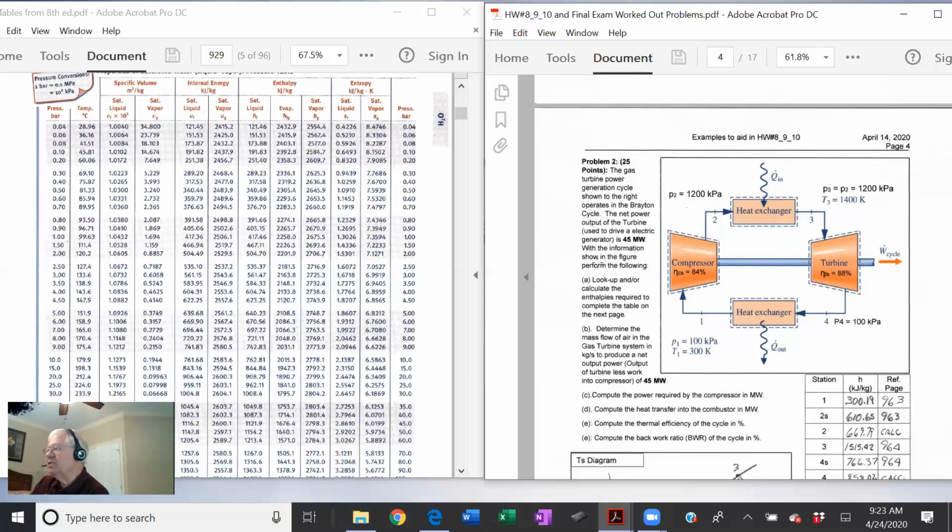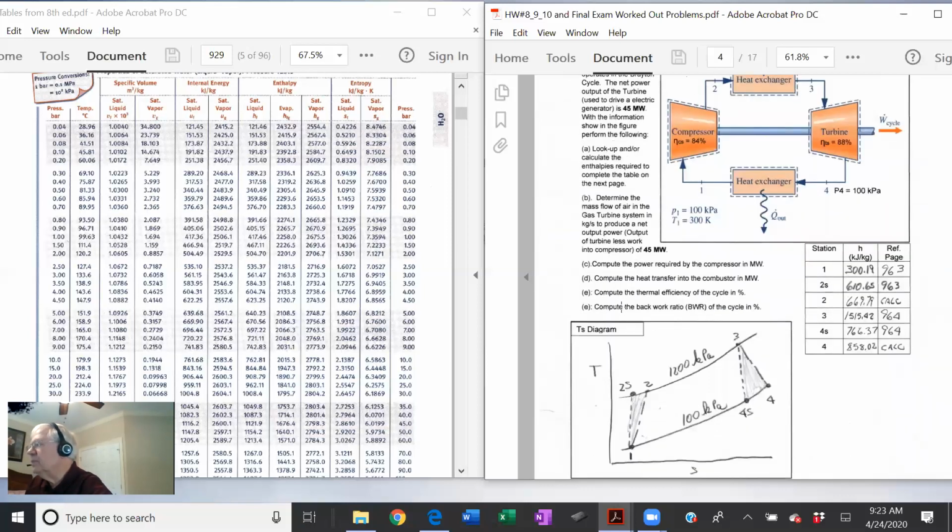With this information shown in the figure, perform the following. Look up and/or calculate the enthalpies required to complete the table on the next page. Actually, the table is on the same page. Sorry about that. Then compute the power to drive the compressor. Compute the heat transfer in the boiler. Compute the thermal efficiency of the cycle.